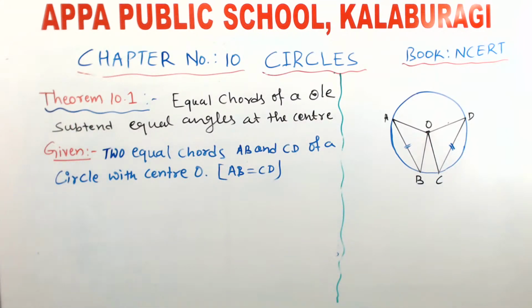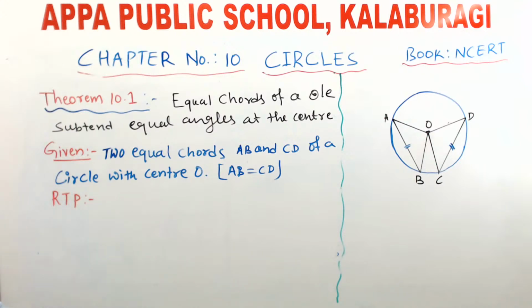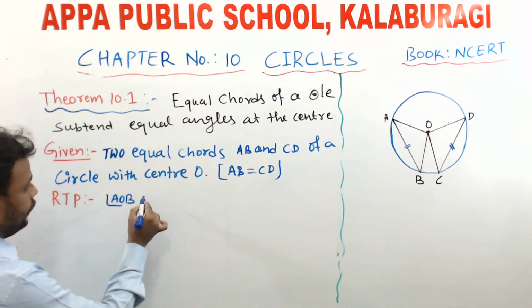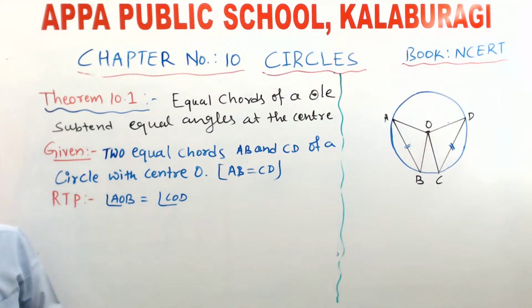Got it? The next is RTP, required to prove. What did they ask to prove here? Yes. Listen. They asked to prove here angle AOB is equal to angle COD. So what we have to prove? Angle AOB is equal to angle COD. That we have to prove here. The next one is proof.